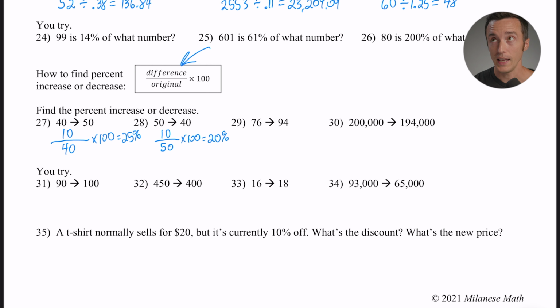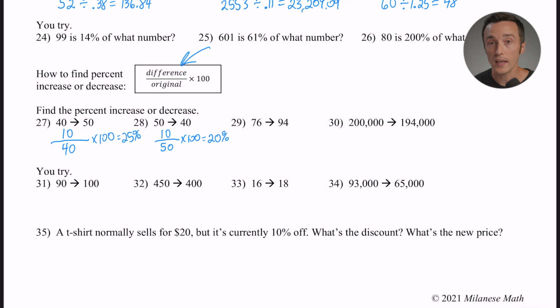So in other words, if you look at number 27, if the jeans went from 40 to 50, they've increased by 25%. But if they went down from 50 to 40, even though that difference is still $10, it's out of a larger amount. So it's actually only a 20% decrease in price.